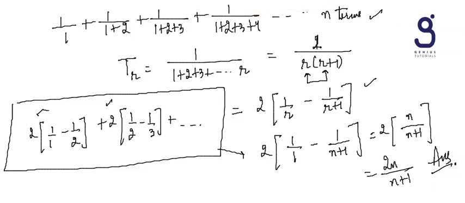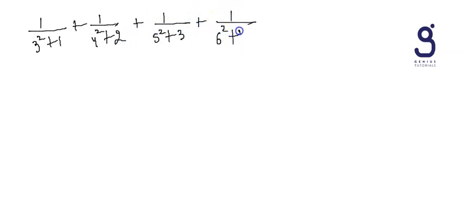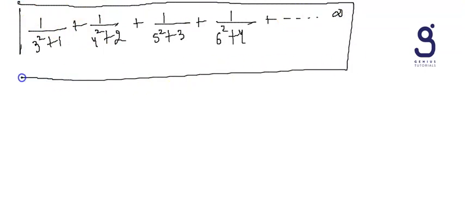So let's try one more tricky question. Let's take 1 upon 3 square plus 1 plus 1 upon 4 square plus 2 plus 1 upon 5 square plus 3 plus 1 upon 6 square plus 4 plus so on up to, let's take, infinity. Now we need to find the sum of all these terms. So I am leaving this question as homework for you. You have to solve this and give your answer in the comment section below.